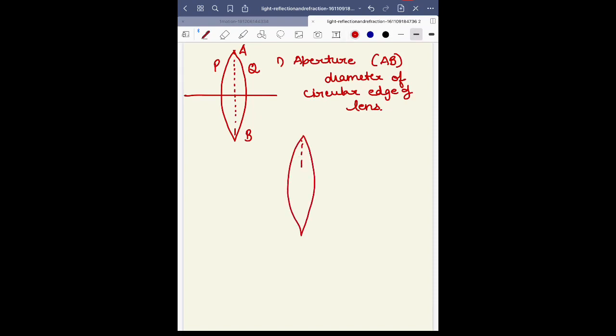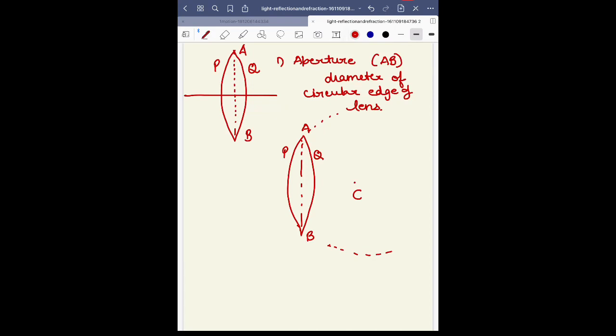Okay, so this was our aperture. If I take this as P surface and this as Q surface, and if the sphere is completed on this side, we can say that here will be a center of curvature. Since we have two centers of curvature for two surfaces, we will be using subscripts C1 and C2.